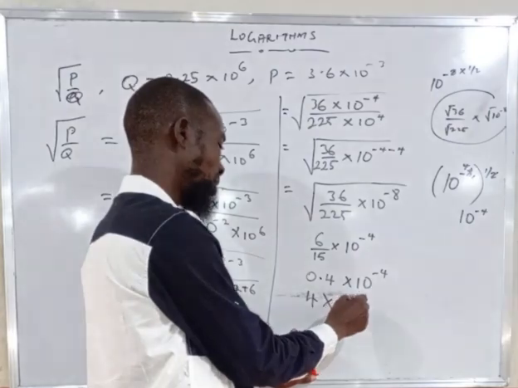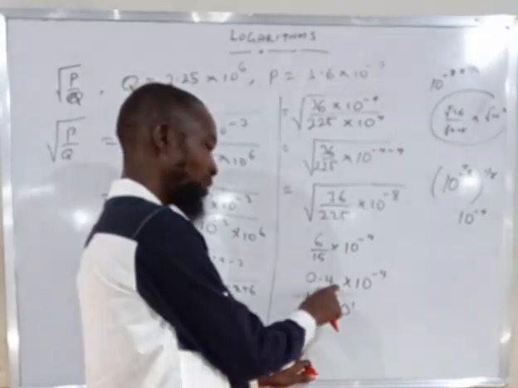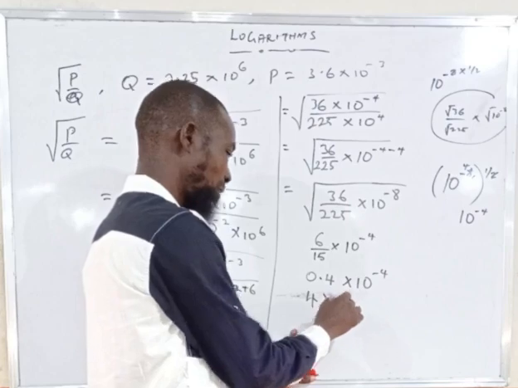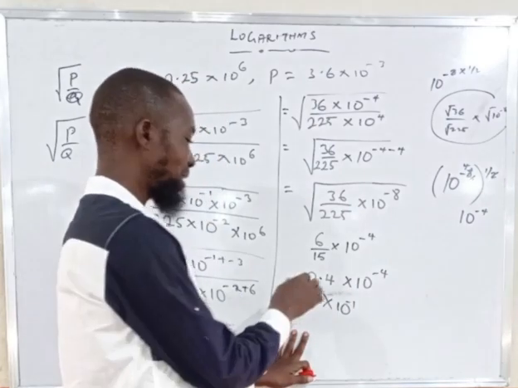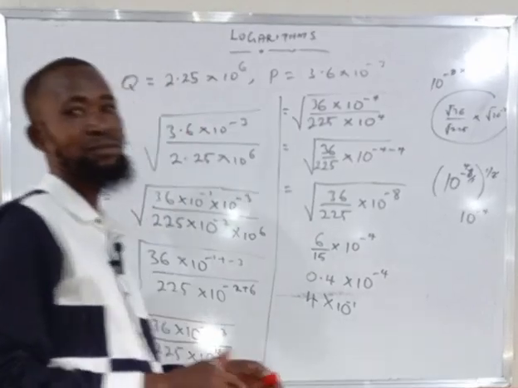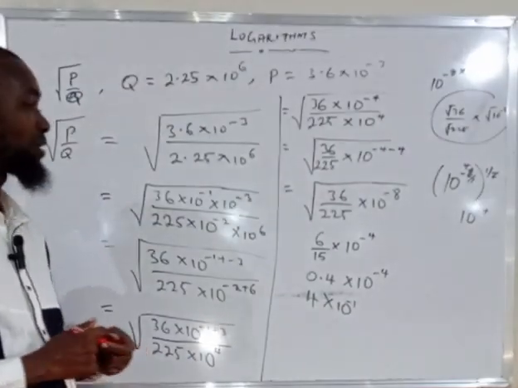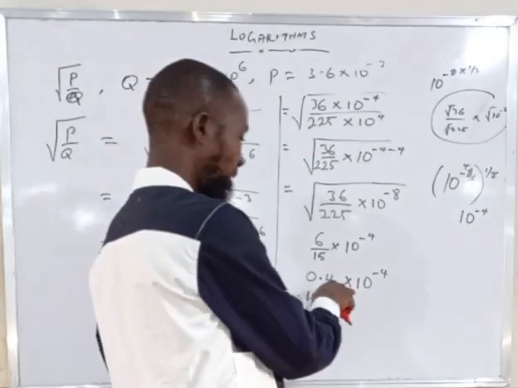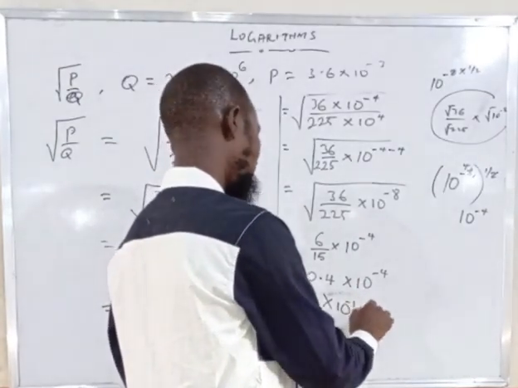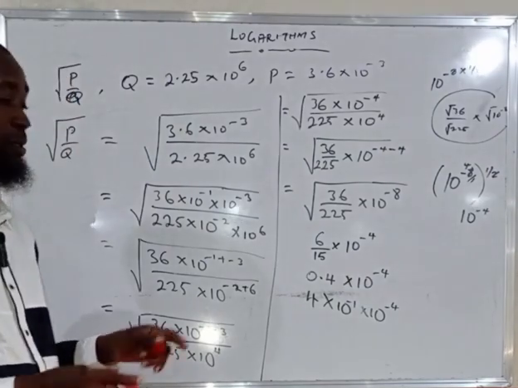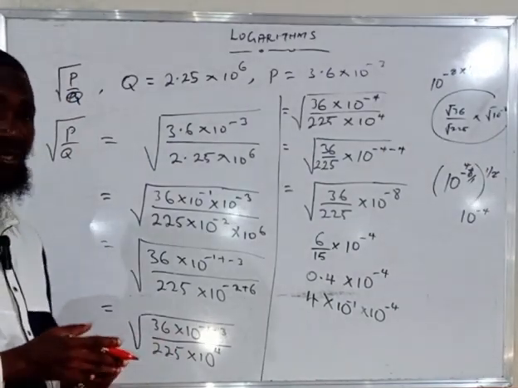Now, how many times do you shift this point to this place? 1. Not only that, do you shift it to the front or to the back? Move it to the back, then that will be negative. That is it. This 0.4 is the same thing as this. Is it clear? Now we still have this. You now say multiply by 10 raised to power what? Minus 4, not 4. Is it clear?